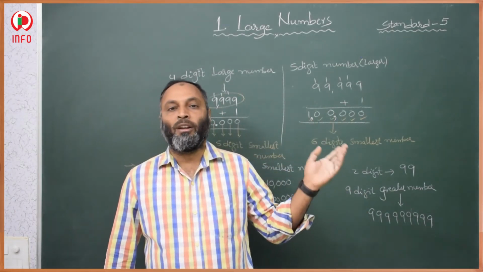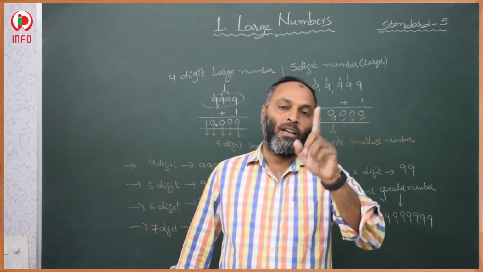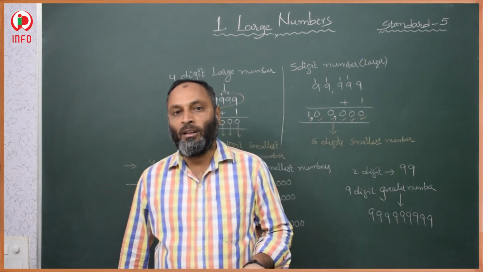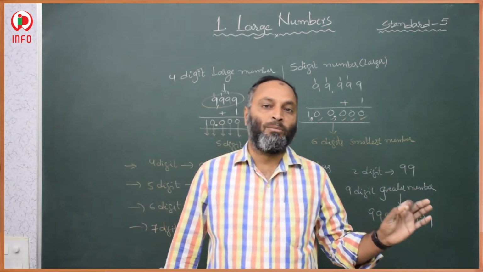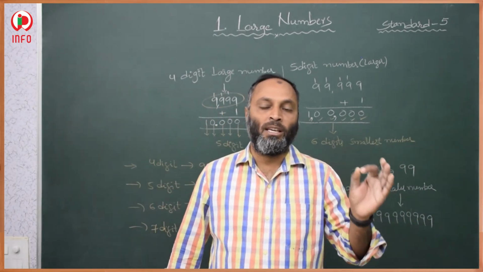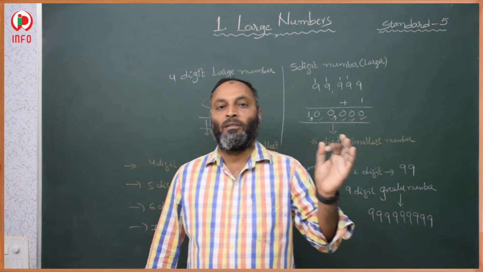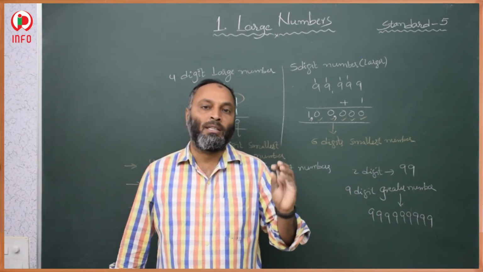For the smallest number, we add plus 1 to the greatest number, and then we get the very next smallest number. So this is the procedure for the smallest number and the greatest number: how to find the greatest number if asked, and how to find the smallest number if asked.